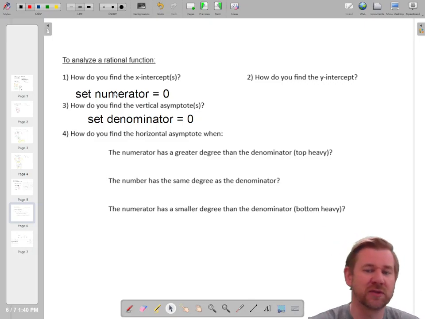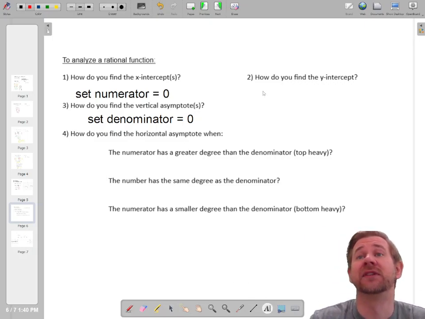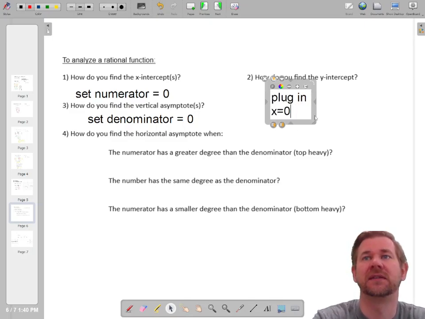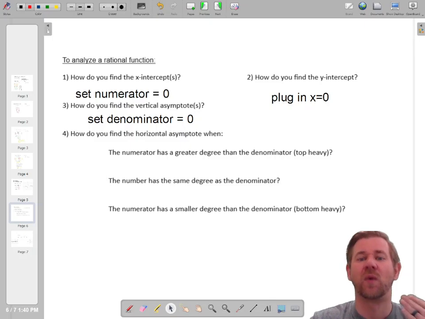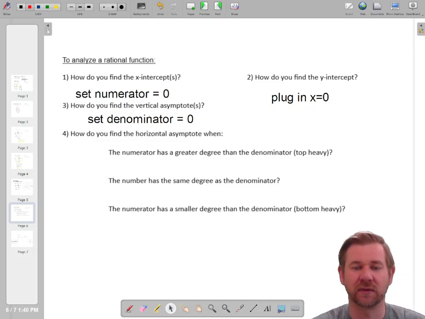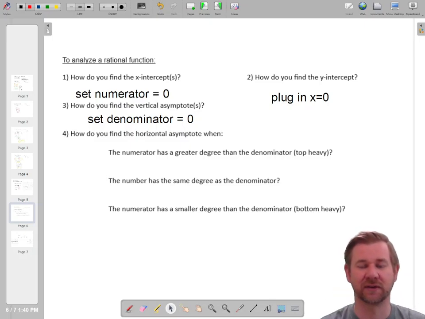Sometimes you have to factor, sometimes you can eyeball it. To find the y-intercept, plug in x equals 0, and then solve. Whatever you get, that will be the y-intercept. All y-intercepts have the same x value. They're on the y-axis, so it's always 0.